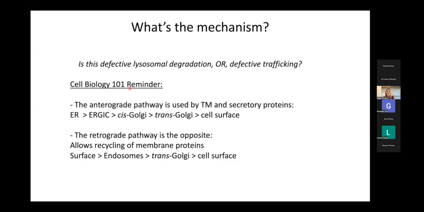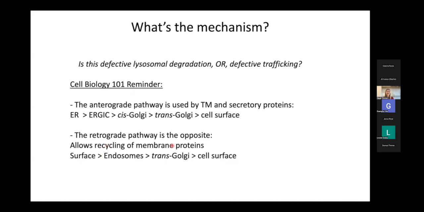So just as a reminder, generally transmembrane and secretory proteins are trafficked from the ER through the ERGIC into the cis-Golgi network, out the trans side, and then they travel to the cell surface. But when we talk about the steady state of a protein, we're not just talking about that initial synthesis and then maintenance. We're also talking about recycling. So recycling of secretory proteins once they're on the cell surface allows them to be moved back from the cell surface through endosomes back to the trans-Golgi and then back again to the cell surface.